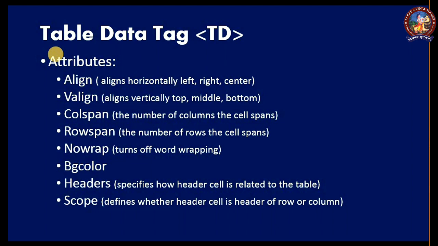It is also required when the table is connected to a database. It specifies how a header cell is related to the table. Means if the header contains data, and inside the table the data is connected to the header, then using the headers attribute we have to specify that. It is only used when the table is connected to a database.